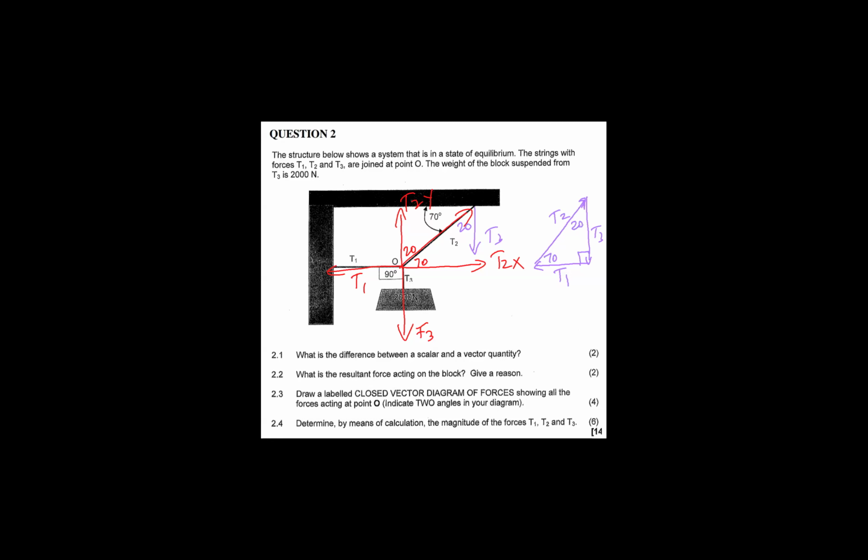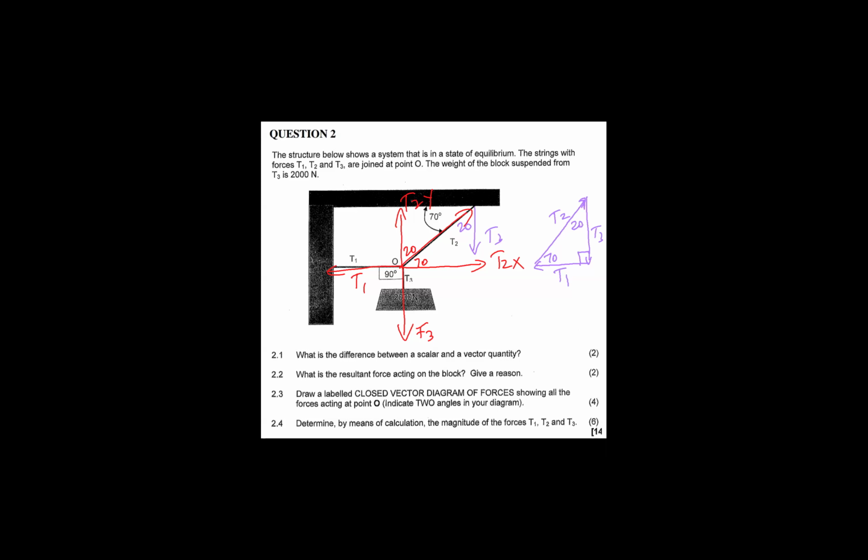This one is a closed vector diagram. A closed vector. Can you see? We are using the tail to head method. So it's a closed vector diagram. And you must indicate the angles. You can see they said indicate 2 angles. So by doing that, you have drawn the closed vector diagram. Is that clear? Yes, sir.